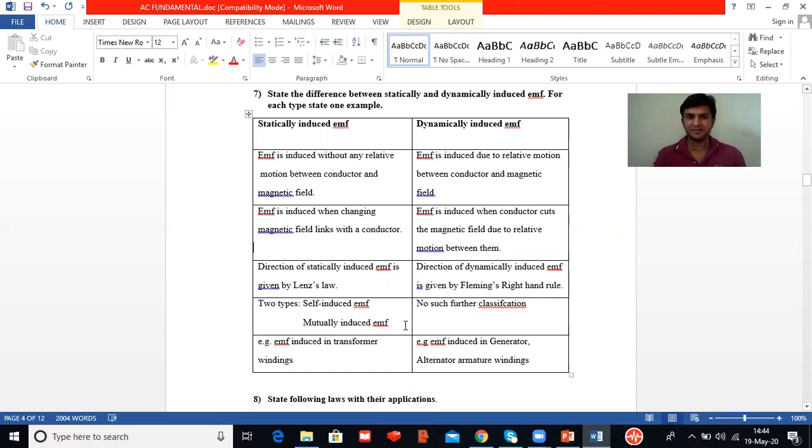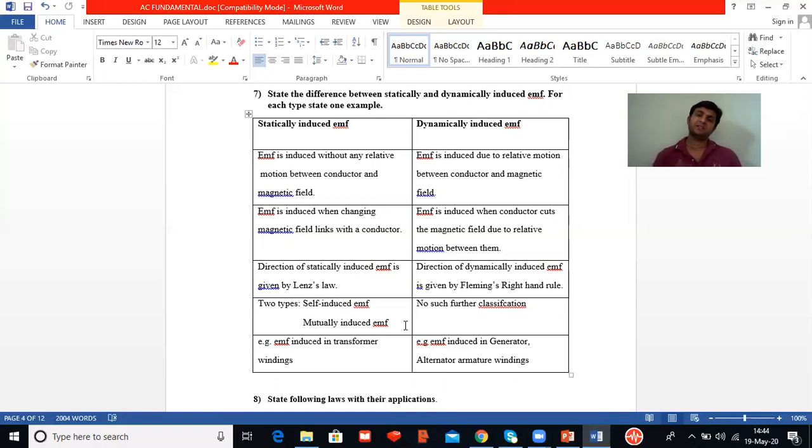Direction of statically induced EMF is given by Lenz's law. What is meant by Lenz's law? The effect opposes its cause of production. And the direction of dynamically induced EMF is given by Fleming's right hand rule. Then next, there are two types of statically induced EMF: one is self-induced EMF and second is mutually induced EMF.